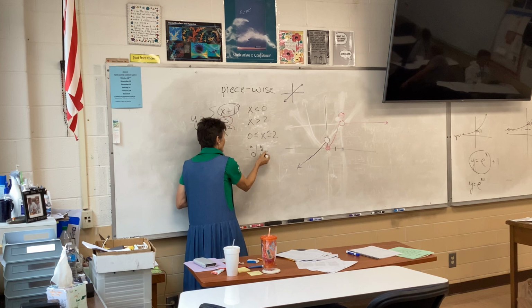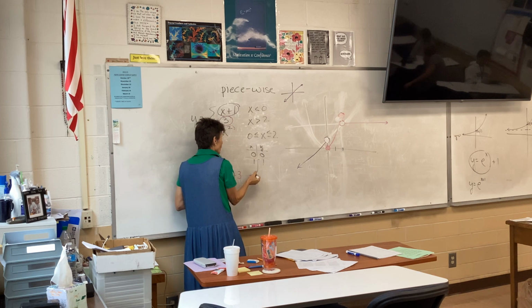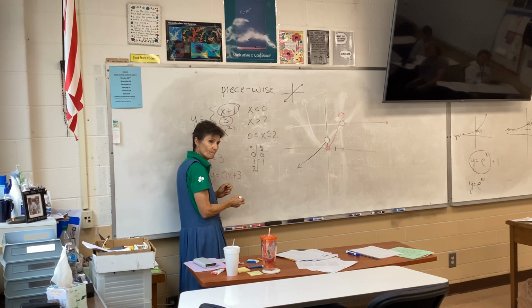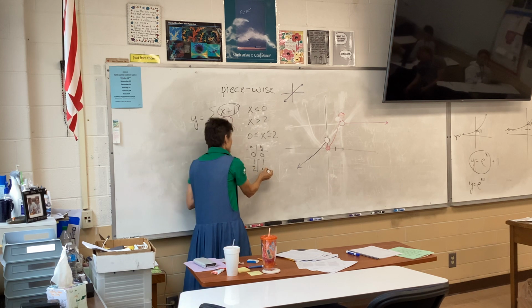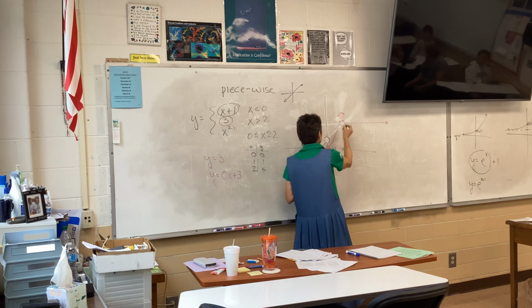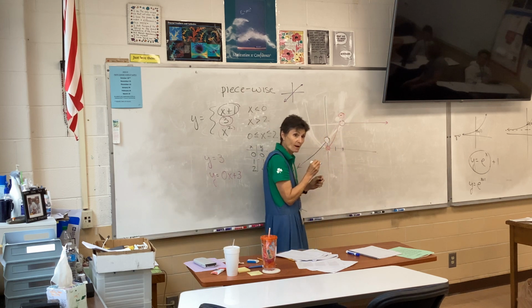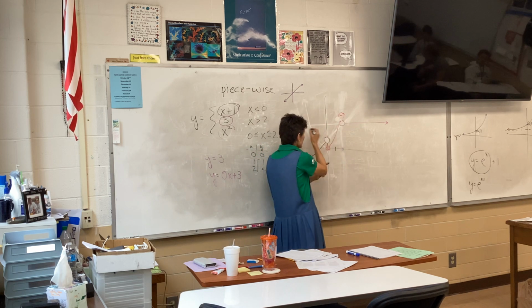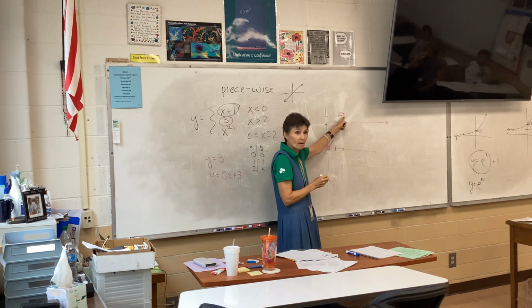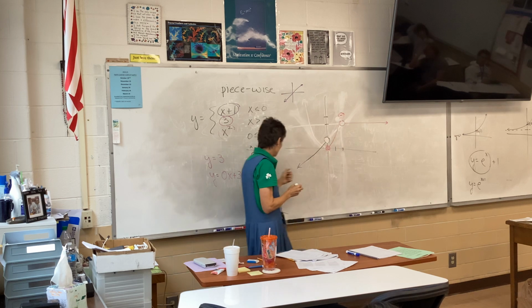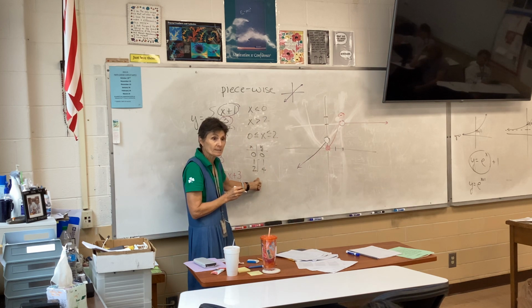and I put in 0, I get 0, if I put in 1, I get 1. What do I get if I put in 2? Into here? 4. So the point over 2 up 4 needs to be on my graph. Remember, this was y equals 3. So 4 is above 3. And I did that by plotting the points.